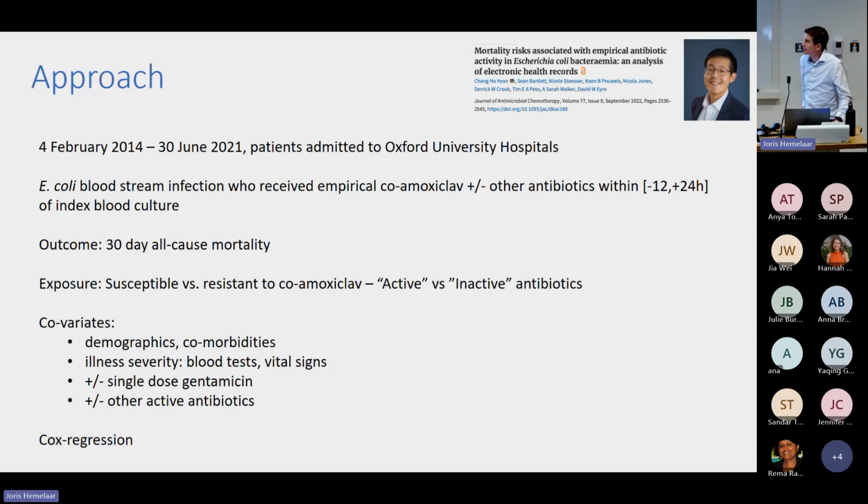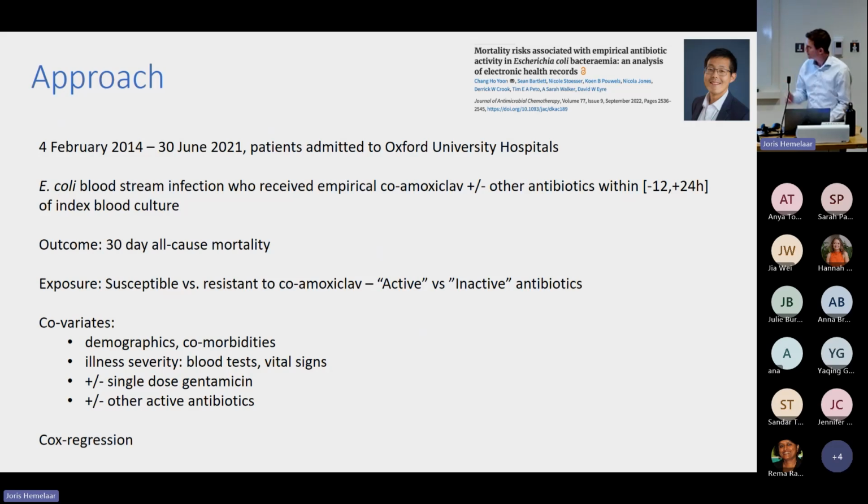So we come back to our particular question, and this is something that Chang, who some of you will have met, who was a PhD student working with me, looked at. It was to think about patients admitted to our hospitals with a diagnosis of E. coli bloodstream infection who were treated with essentially what our guidelines would recommend, co-amoxiclav plus or minus some other antibiotics. We looked within what we define as a baseline period, 12 hours before to 24 hours after their blood culture was taken, and looked at 30-day all-cause mortality.